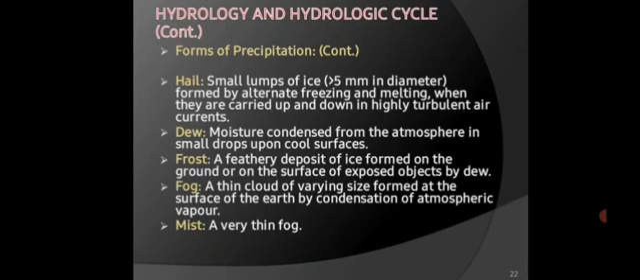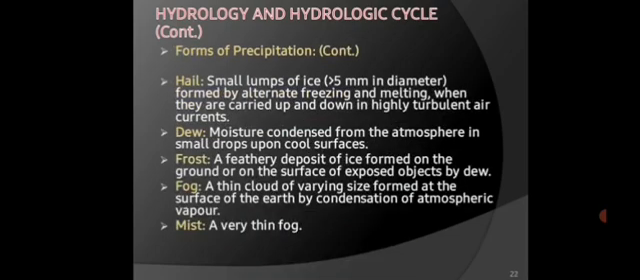Dew, as we know, is moist condensed form of atmosphere in small drops upon a cool surface. Frost is a feathery deposit of ice formed on the ground or on the surface of an exposed object by dew. Fog is a thin cloud of varying size formed at the surface of the earth by condensation of atmospheric vapor. And mist is a thin fog.